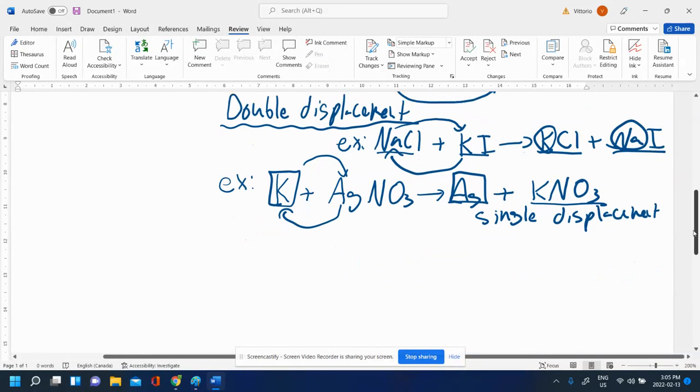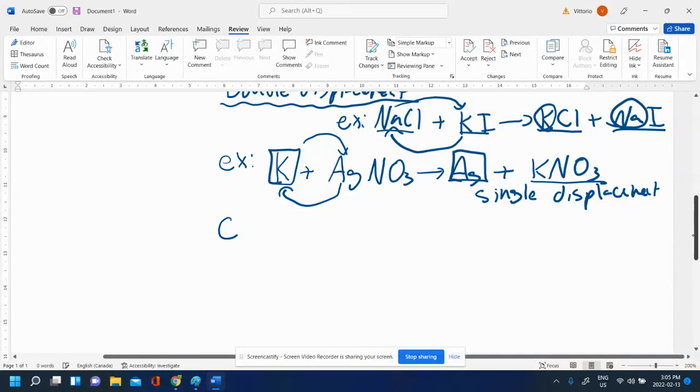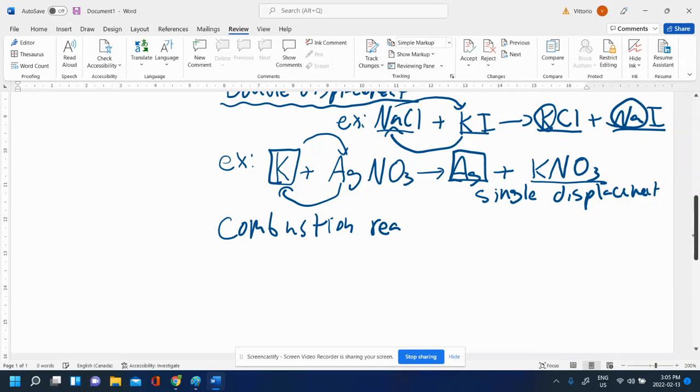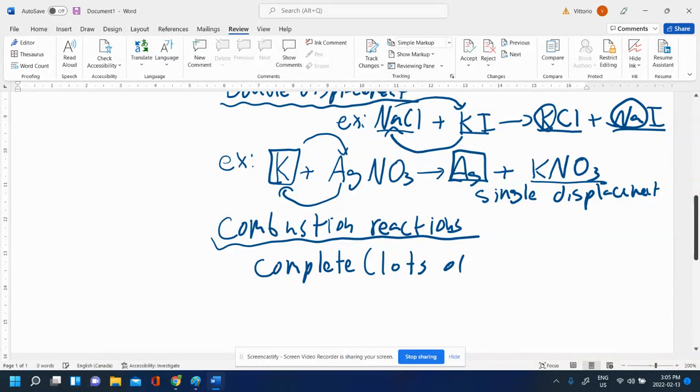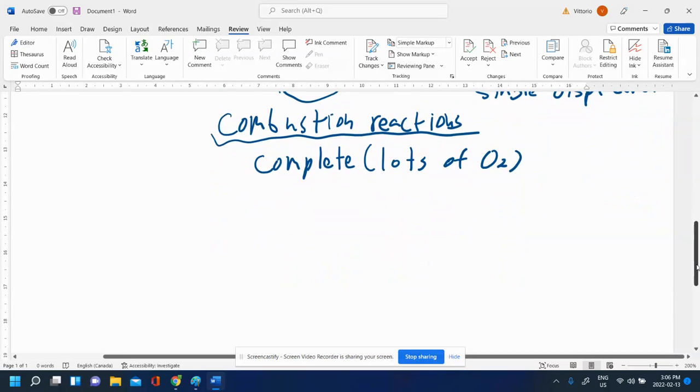And lastly, we're going to take a look at our combustion reactions. Combustion reactions are fairly straightforward. They're always kind of the same thing. For combustion reactions, you have two main types. You have complete combustion, and let's just call that lots of oxygen, lots of O2. And then incomplete, which is not as much O2. So I'm going to show you complete first.